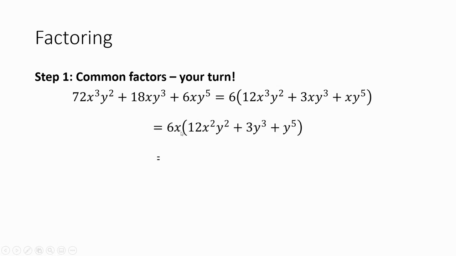So pull out the x and reduce the x inside here, dividing through by x for every term. When we look at the y's, we've got y squared, y cubed, y to the 5. So the most that is common to all of them is y squared. So we can pull out the y squared as well. 6xy squared as the common factor of every term in the original expression, times (12x squared, 3y, and y cubed). And again, if you expand this, you will get back to where you started.